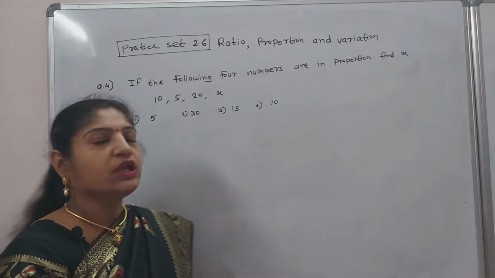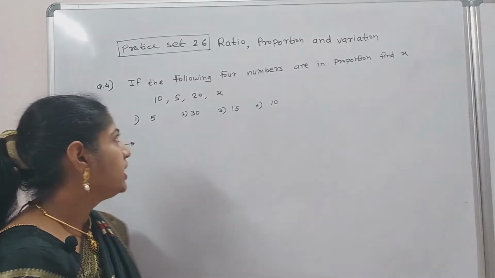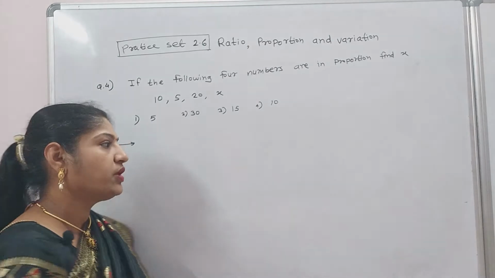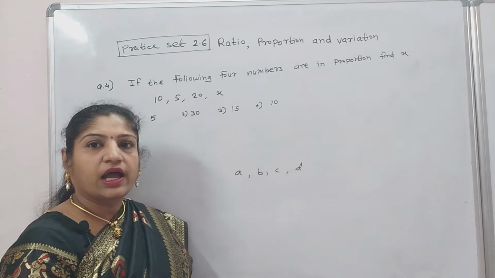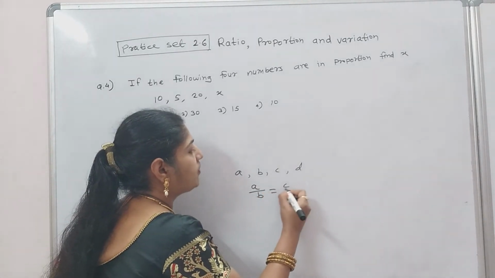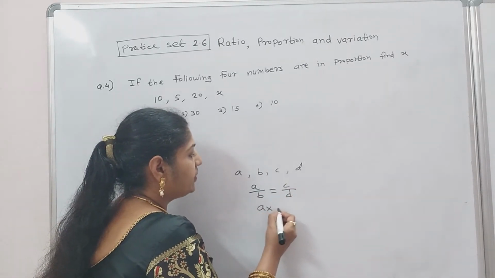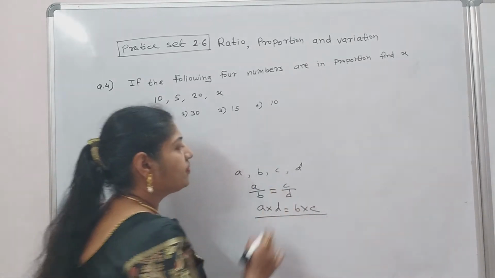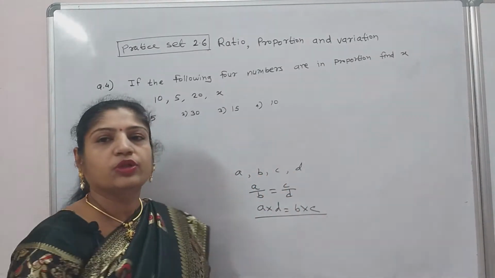Example, if the following 4 numbers are in proportion, then find x: 10, 5, 20 and x. Now what is meant by proportion? 4 numbers are in proportion. For example, suppose A, B, C, D are the 4 numbers and they are in proportion, that is the ratio of first 2 number equal to ratio of last 2 number. And so by cross multiplication, A into D equal to B into C. This is when 4 numbers are in proportion, then the product of first and last equal to product of the middle number.